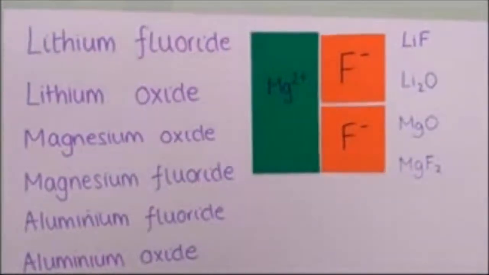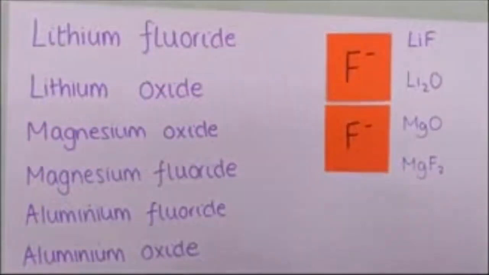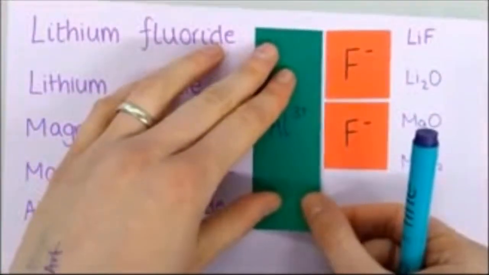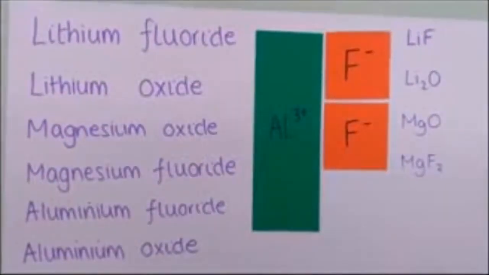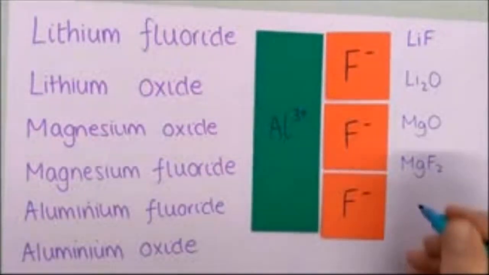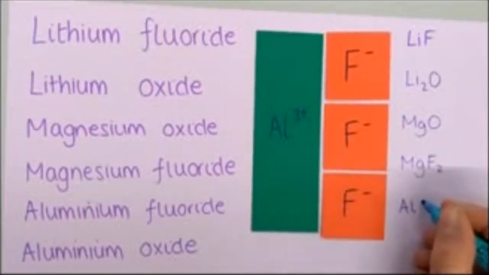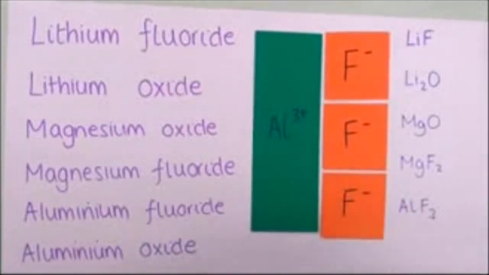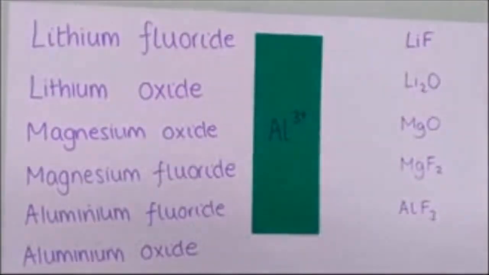Well, if we go as far as group 3 and we get to aluminium, aluminium has a 3+ charge. And so it's actually going to need another fluoride ion to balance it out. And we get to AlF3.